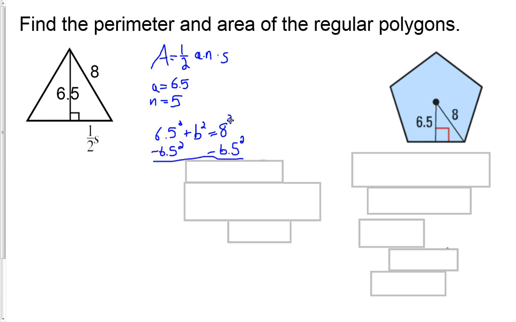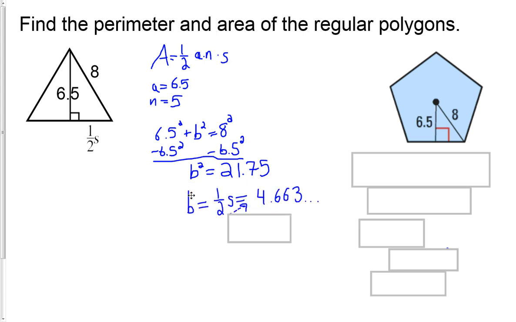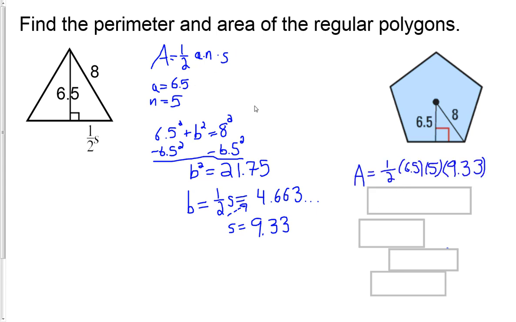Subtract 6.5 squared from each side. Now we have the setup. In my calculator, I got 21.75. Now, square rooting that would help, but in general, I like to say, well, this is half side, so when I square root it, I got 4.663, and this is half of s, so times 2 to get full s, and 9.33. And now I have all three pieces. I'm going to plug it in for area. Area equals half. Apothem was 6.5. Number of sides is 1, 2, 3, 4, 5, and then 9.33, giving us 151.61 units squared.